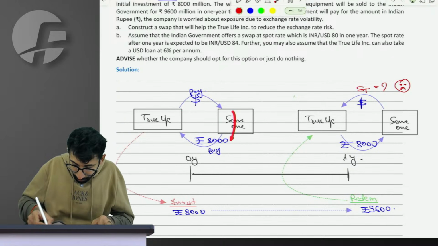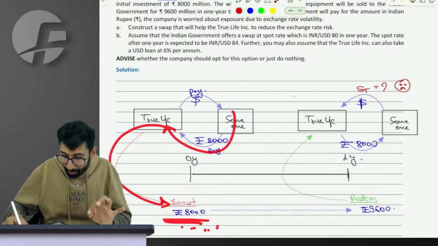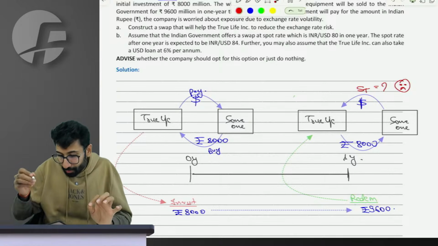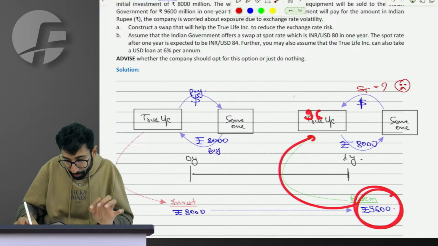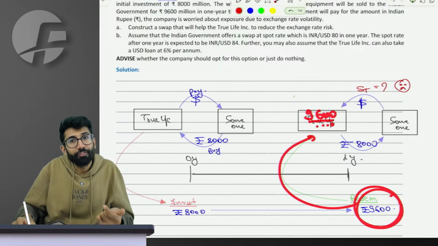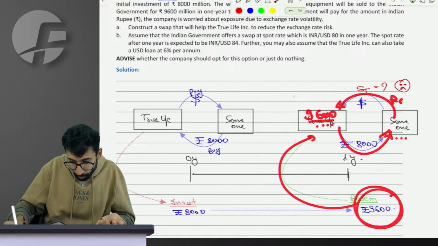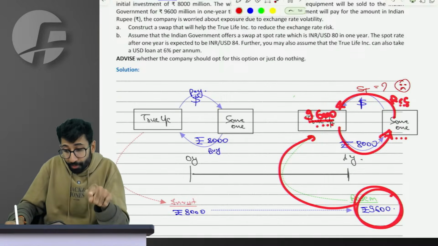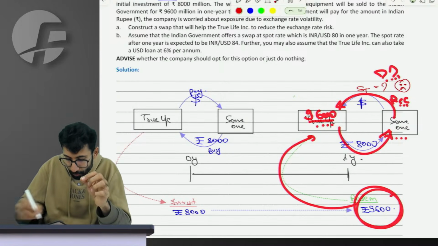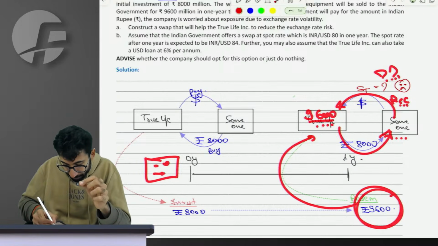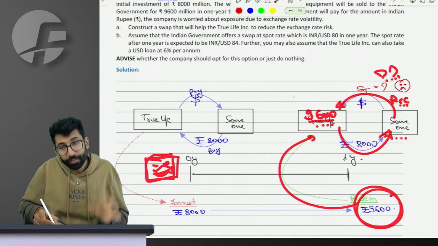After buying that rupee, the same amount will be used for the investment. After a year, it knows that it will get 9600 from the Indian government. After a year it should go to the spot market to sell that rupee and receive dollars back. But the uncertainty is what the rate will be after a year. So today, at 0 point, let's enter into a swap contract with the other party.